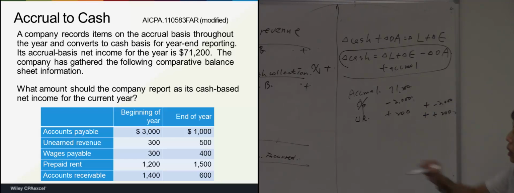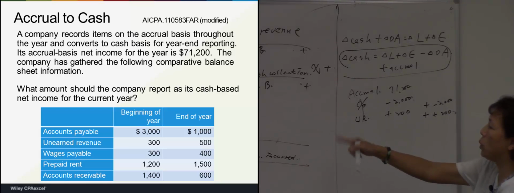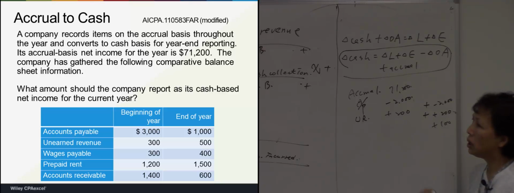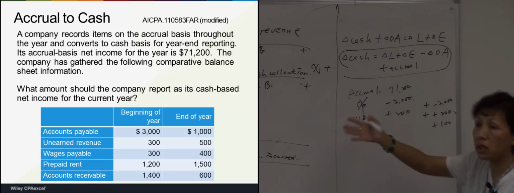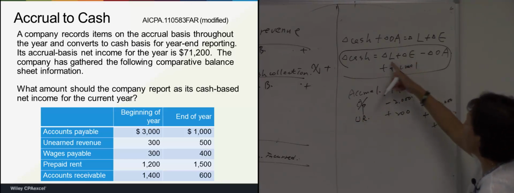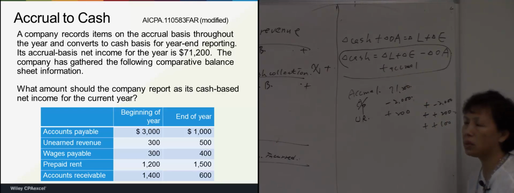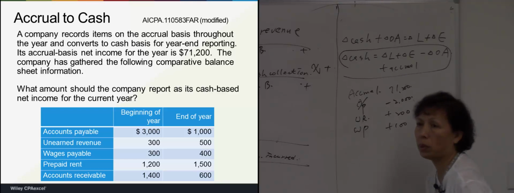And the third item is wages payable. Wages payable is increased by 100, so we put positive 100. Wages payable is a liability account, right? So the sign is positive. Positive, positive becomes positive. So we put WP, wages payable.